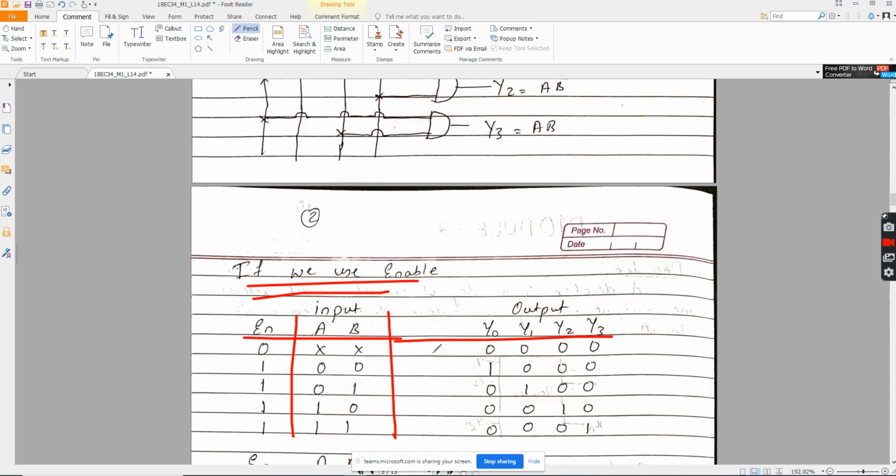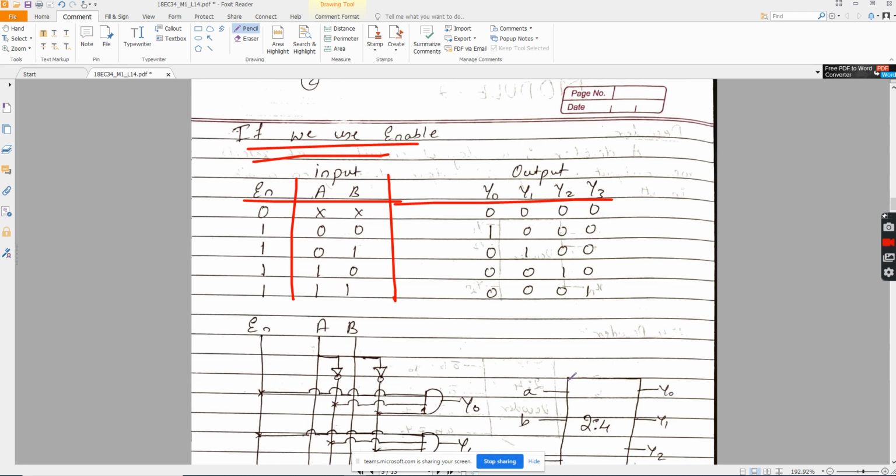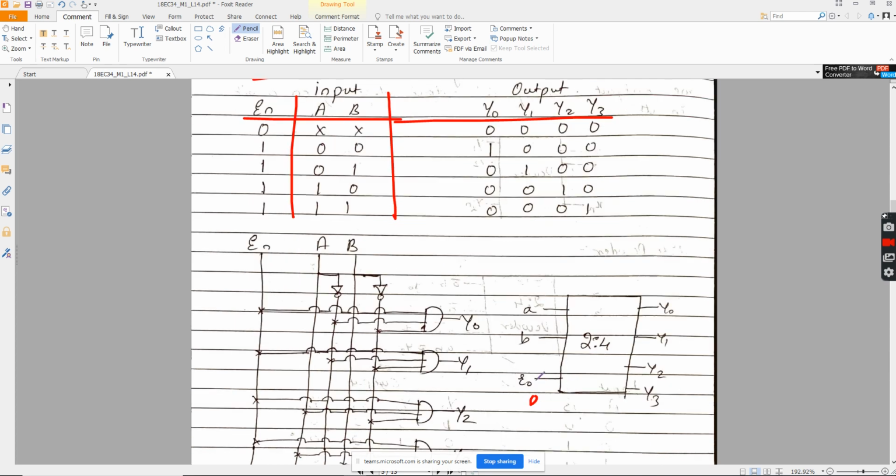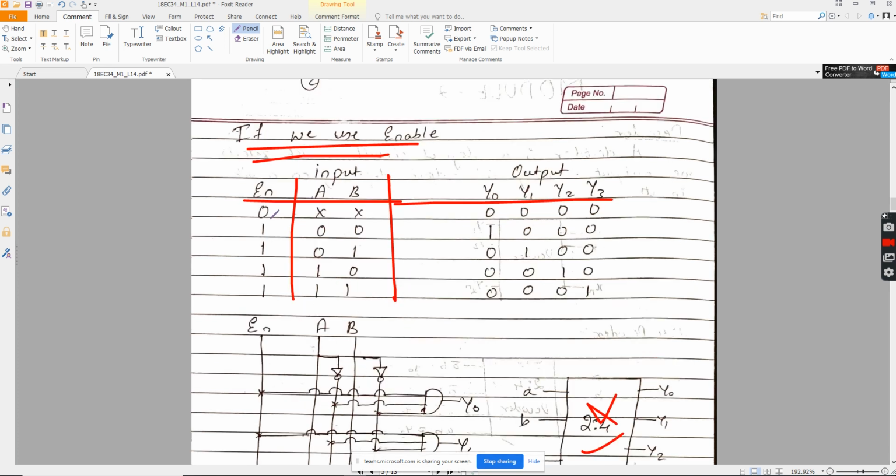Next, look here, I am using one enable pin for a 2:4 decoder. Now look here at the enable pin, this EN pin. This enable pin is an active high pin here. When I feed 0 here, the IC is disabled. When I feed 1 here, the IC is enabled. So that's what I have represented here in the truth table.